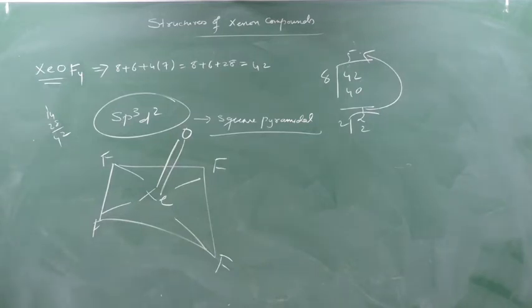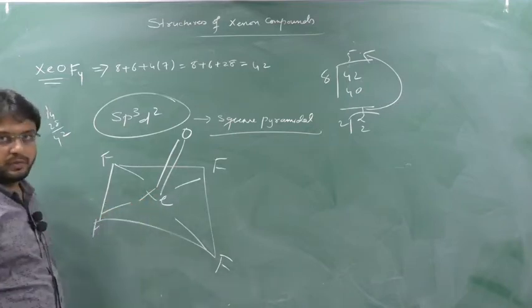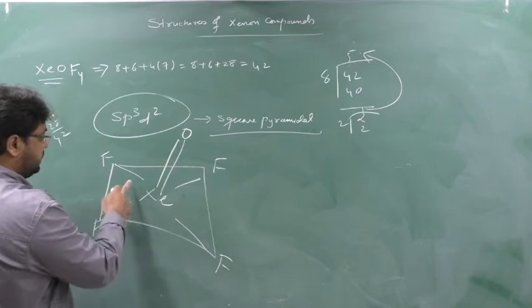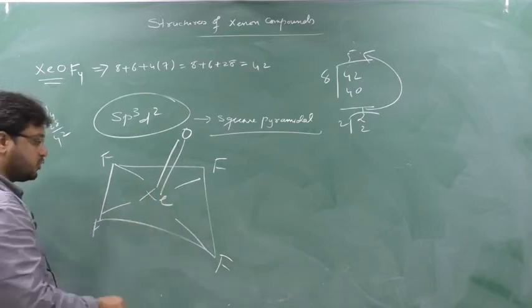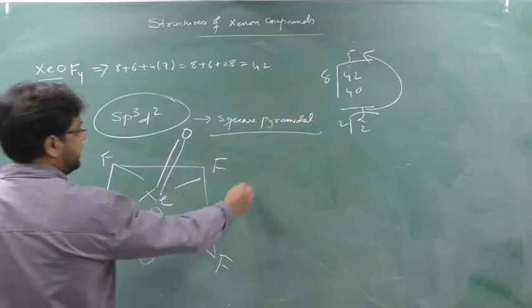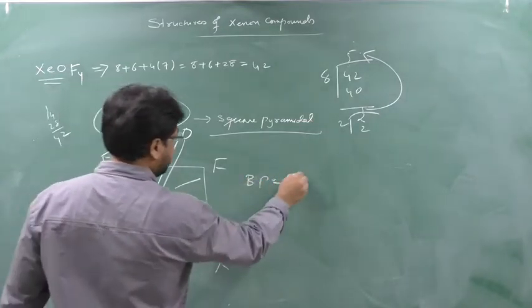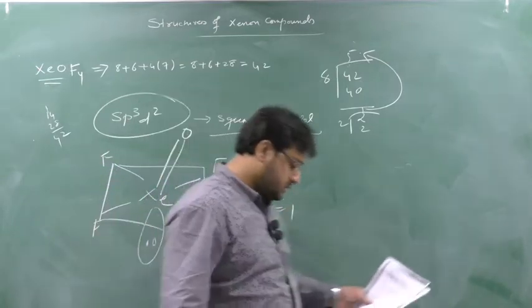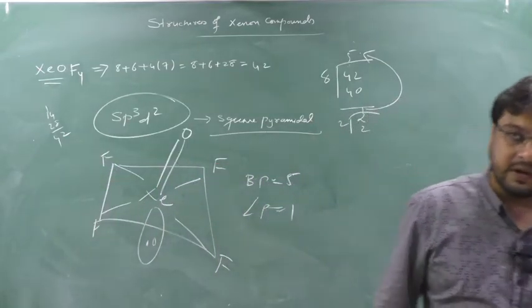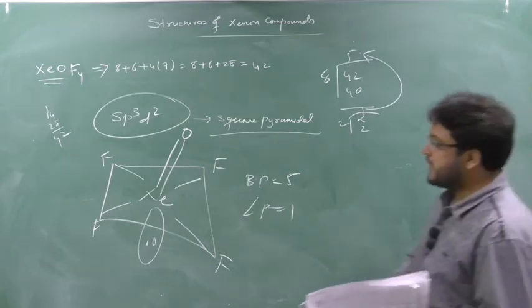Now we will see. The outermost orbit of xenon should be 8, no? So 1, 2, 3, 4, 5, 6. Still 2 more electrons means 1 lone pair will be there. Clear this part? So how many bond pairs? Totally bond pairs are 1, 2, 3, 4, 5 and 1 lone pair. Write this down: 5 bond pairs and 1 lone pair. Why have I taken this lone pair?